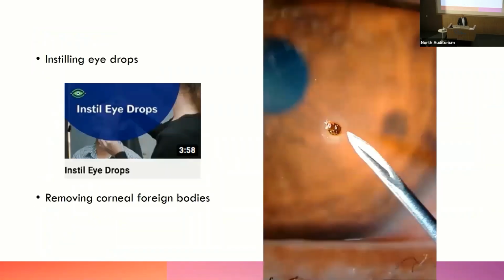Basic procedural skills, really there's two. One is to be able to put in eye drops safely, and there's a video for that. Another one is removing corneal foreign bodies. There's no video for that yet, but that'll get covered in the workshop as well. And you'll actually remove a foreign body off a pretend eyeball in the workshop on a slit lamp, okay?